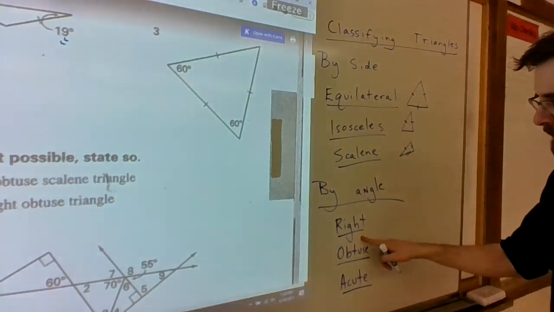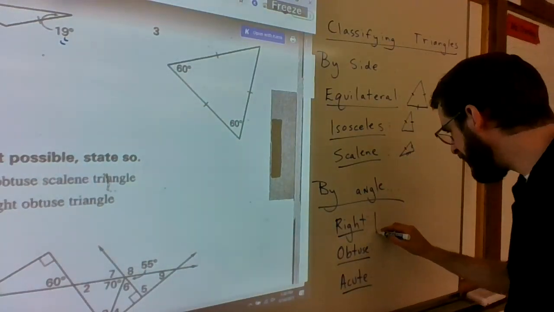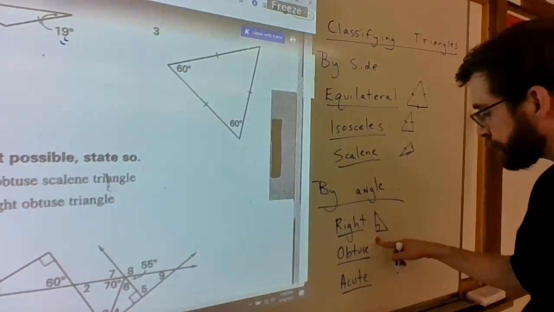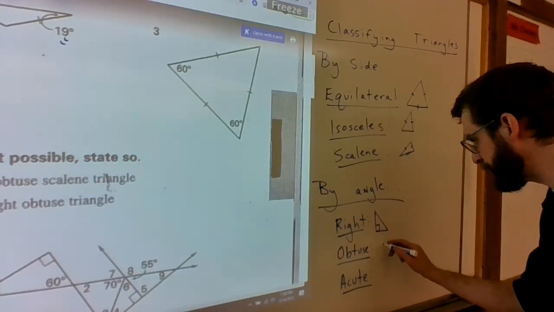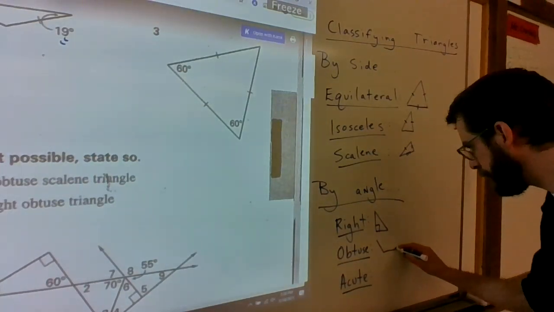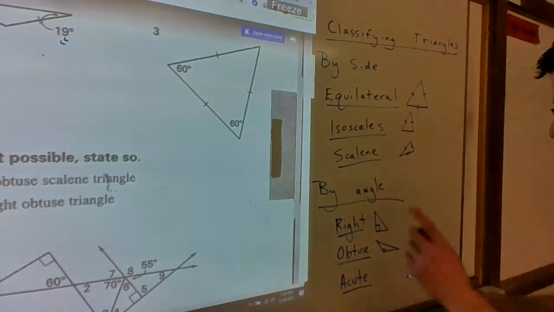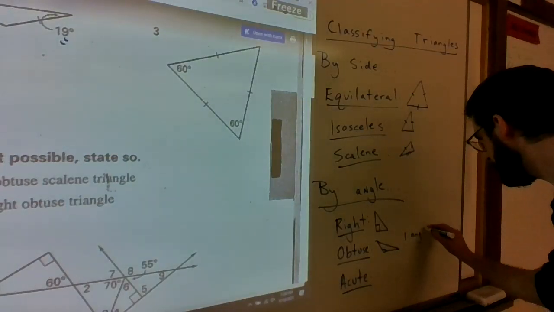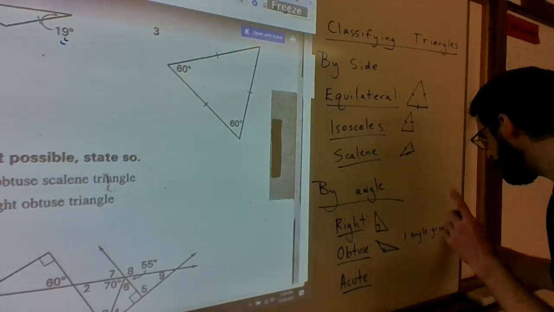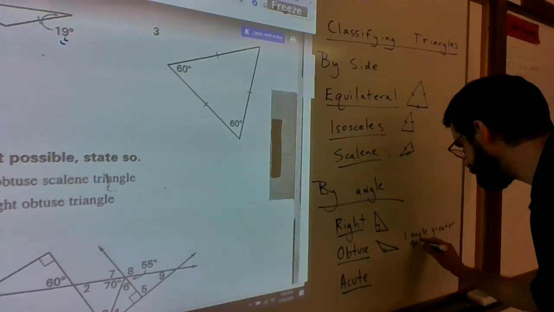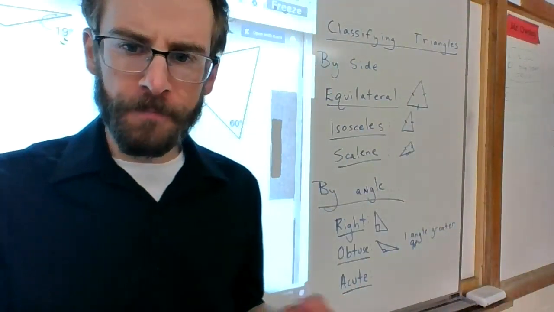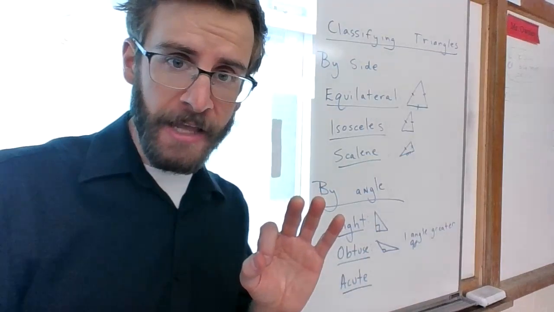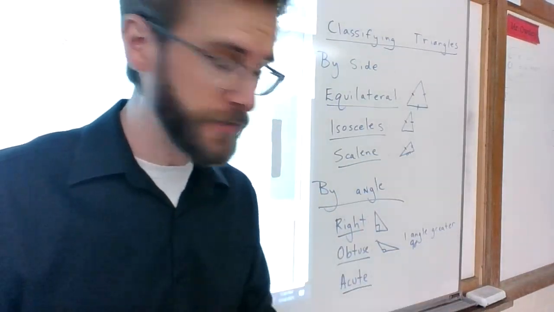By angle, if you see somebody say a right triangle, that means that it has one 90-degree measure in the triangle. That's all you need to be a right triangle. An obtuse triangle means you need one angle that is greater than 90 degrees. And then for an acute triangle, you would have all three angles within the triangle be less than 90 degrees.